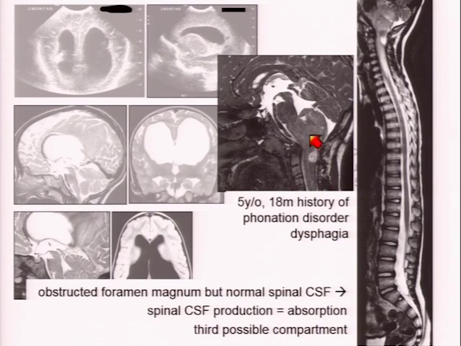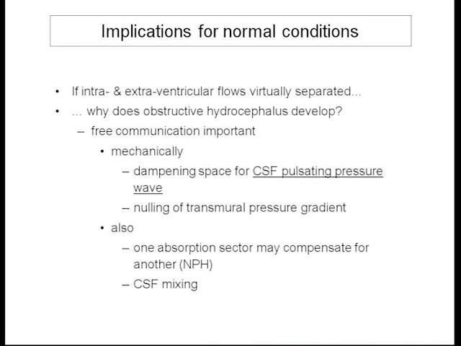In this case, you have this huge ganglioglioma, which is plugging the foramen magnum. The symptoms date from 18 months. There is a widening of the foramen magnum, so that means that the CSF couldn't flow there for a long time. You don't have a flow artifact, and you see that there is normal CSF in the spine. So that means that the CSF of the spine was secreted by the spine. So there are implications for the normal conditions.